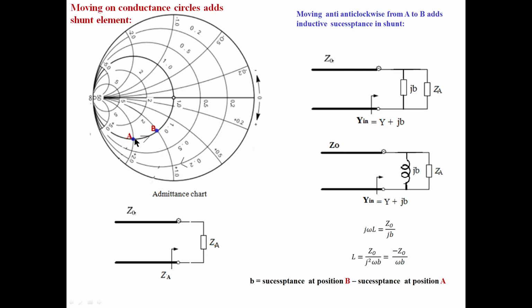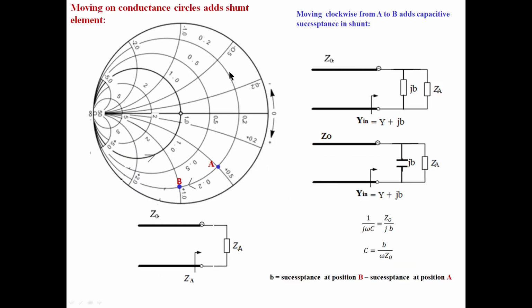4 movements. On the conductance circle, 2 types of movement, clockwise or anti-clockwise. Similarly, on the resistance circle, clockwise or anti-clockwise. Okay. Here, anti-clockwise adds the shunt element inductor. There, anti-clockwise adds the capacitor in series in the resistance circle. Don't confuse here. You should remember on which circle you are moving, on which direction you are moving. So anti-clockwise adds the inductor, you can calculate the value of inductor like this.